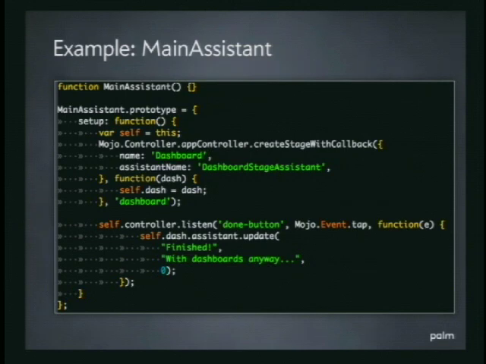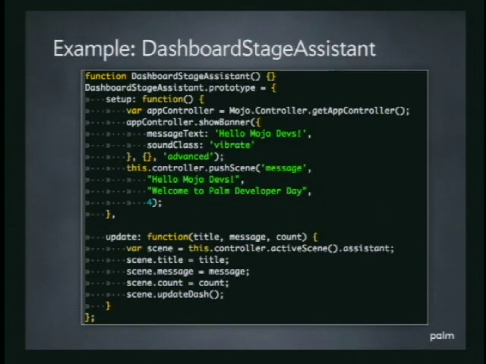Go back to that original API, create stage with callback, the name, creatively named dashboard. The assistant name is dashboard stage assistant. And then we just keep a reference to our dashboard so that we can update it later on once I click the done button. So that done button has a listener attached to it. And when it's clicked, it just calls an update function on the assistant. And I had to write that update function. I'll show it to you in a second here. Does that make sense? All right.